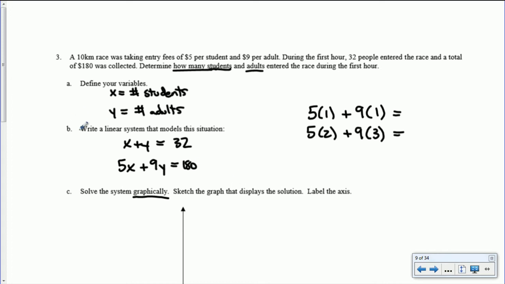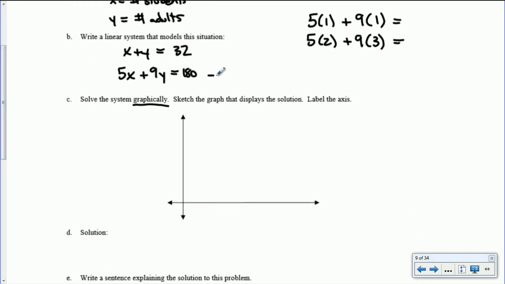So there's our system of equations. That gives us a number of dollars: 5 times the number of students, 9 times the number of adults, equals 180. So if I want to graph these, I should get y on its own. So y equals 32 minus x, and this would be y equals, so I've got to do a few steps in here. So negative 5x plus, maybe I'll just leave that 9 there for now, plus 180.